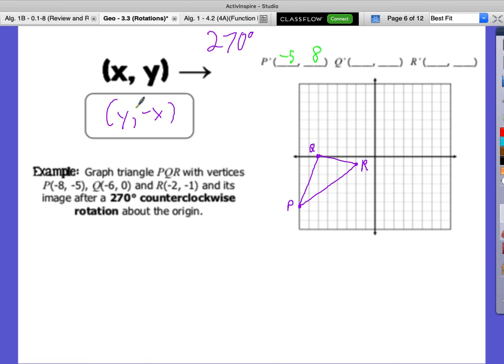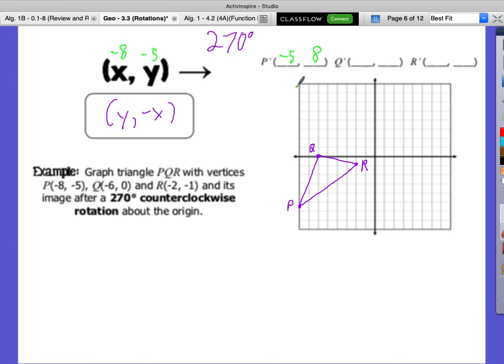So we started off with -8, comma, but why does -5 come first? In this case, yes, y goes first now, in our new one. So we take the -5, which was the y, and we put it right in here, for -5. For p prime, the y comes first. So why would that be x and y?